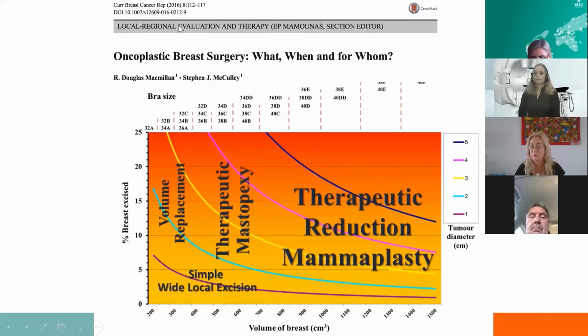This older algorithm from 2016 from Nottingham showed how the procedure complexity is increased based on the percentage of volume excised, also the volume of the breast and the size of the tumor. So the larger the tumor is, the larger the percentage of the volume that has to be removed is, and also the larger the breast volume is, the more complex procedures we would choose.